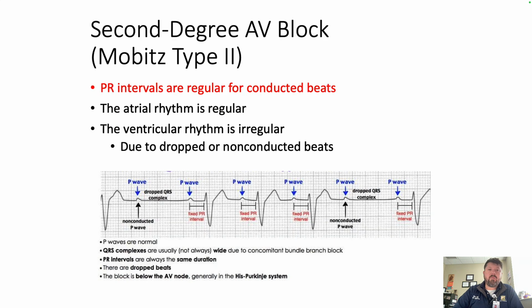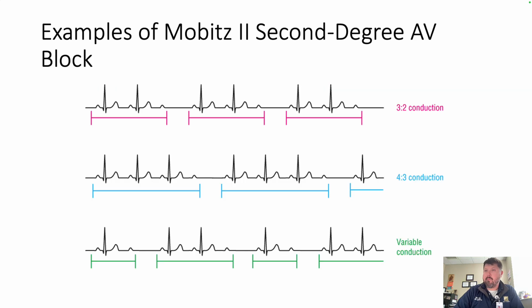The PR intervals are regular for conducted beats. The atrial rhythm is regular, just as I mentioned, but the ventricular rhythm is going to be irregular because you're going to have a disruption in the R to Rs. So here are some examples of a Mobitz 2 second degree AV block. Again, notice that your PR intervals are constant with every one of these. So this is a 3 to 2 conduction, this is a 4 to 3 conduction, and this is a variable conduction.